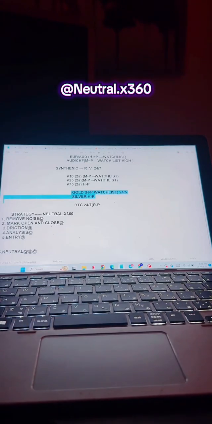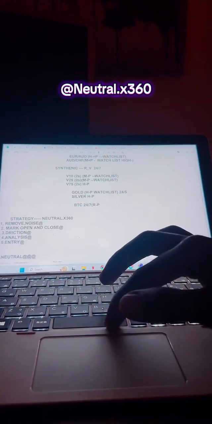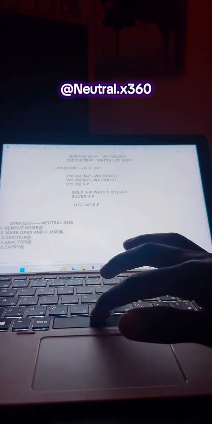Okay, now let's work on our remaining pairs. Sorry, let me add this pair. Okay, sorry about that. Let me add this here. I just forgot to add our S&P.